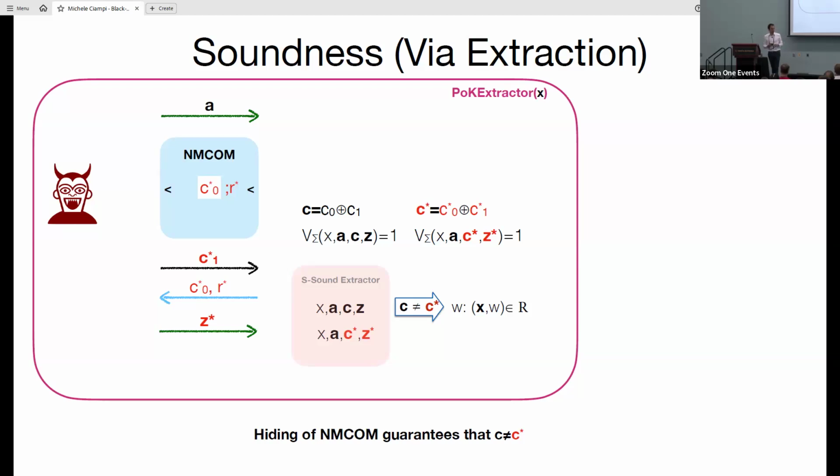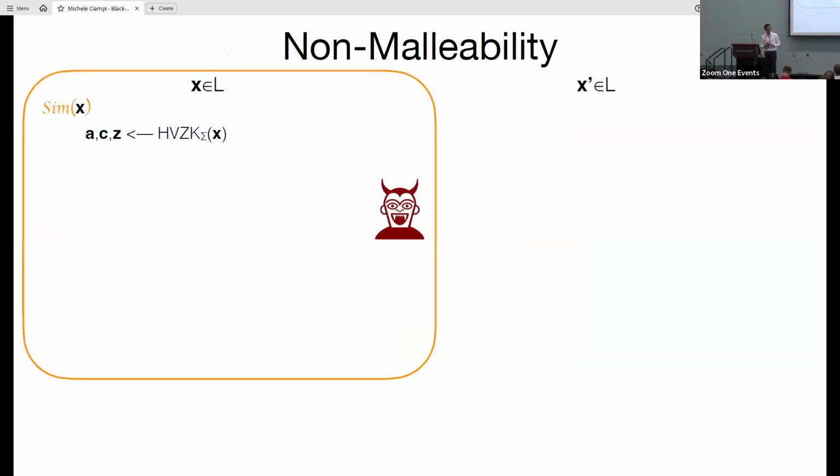But because you have hiding, the adversary cannot tweak and cannot pick C1 in such a way that the output of the coin tossing is always the same. It's always something that the adversary likes, okay? That would be bad, but this doesn't happen. Okay, so now you just need to put everything together and we should be done, okay?